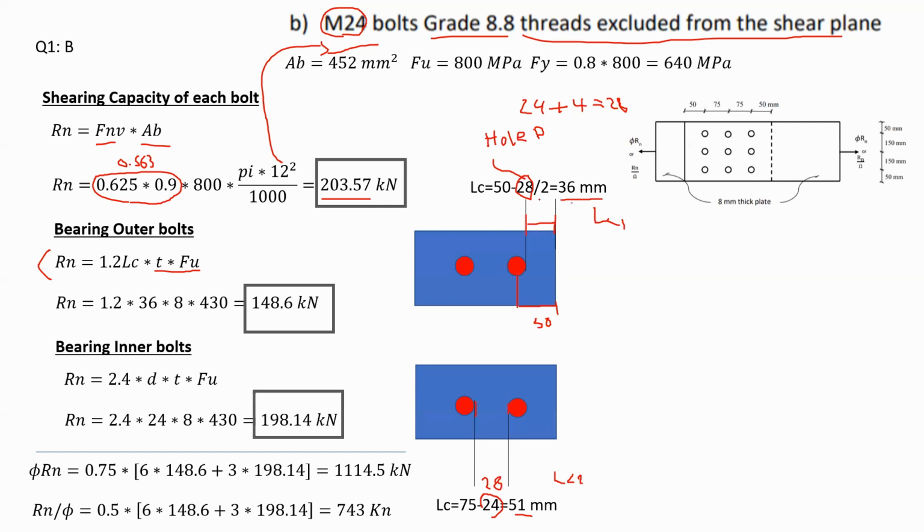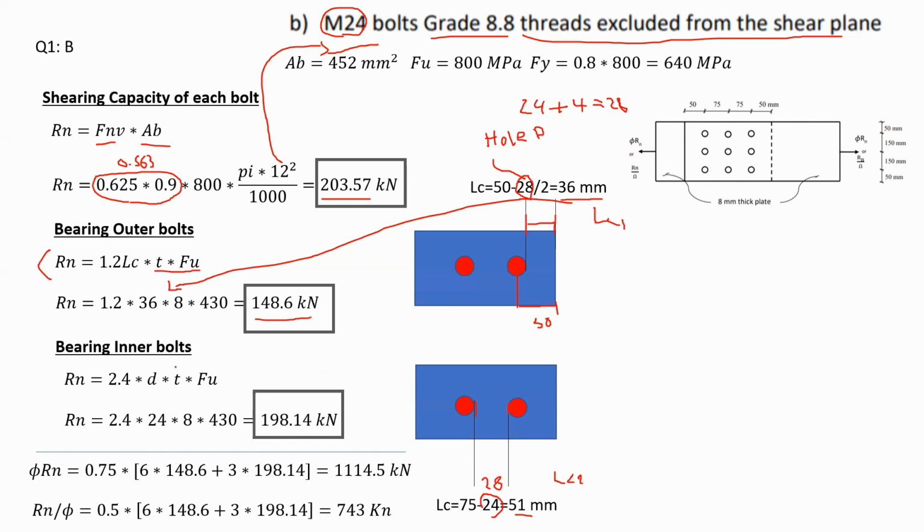And I will substitute it in my equation in here. So 1.2 multiplied by 36, LC1, multiplied by 8, the thickness of one plate, and lastly 430, that's the F ultimate. Now from here, I get the bearing capacity equal to 148.6 kilonewtons. So that's the equation for the tear out.